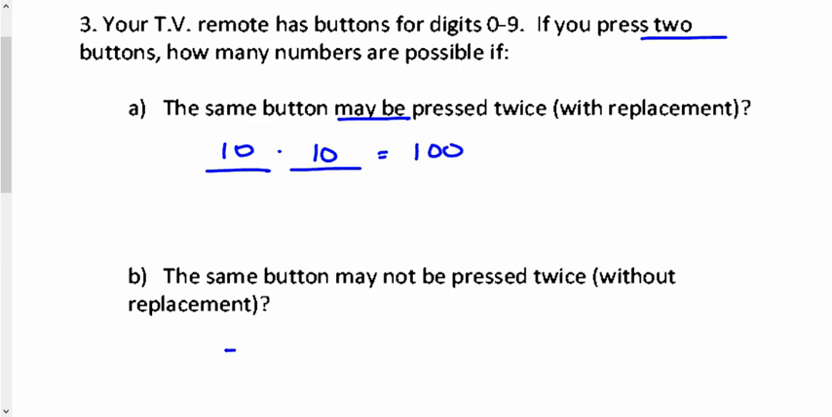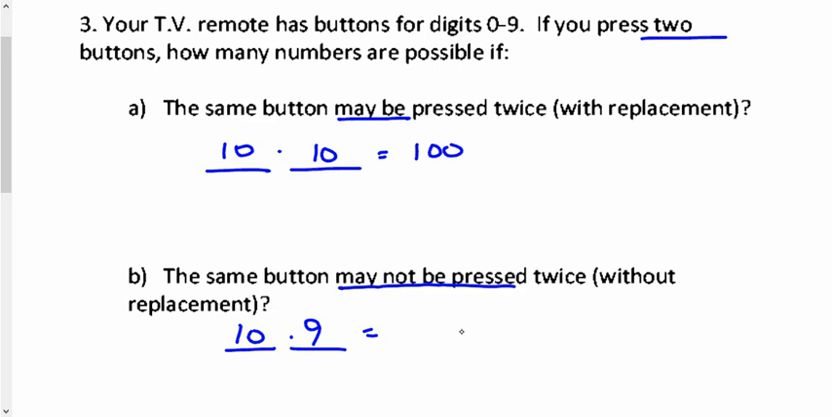Well, when you go to push the first button, you pick any number you want. Maybe say you push 6, okay? Well, you have all 10 choices to choose from, and then let's say you just push the number 6. When you go to push the second button, you're not allowed to push that same one again, right? Because it says they may not be pressed twice. So that means that 6 is off the table. You only got 9 choices now for your next button press.